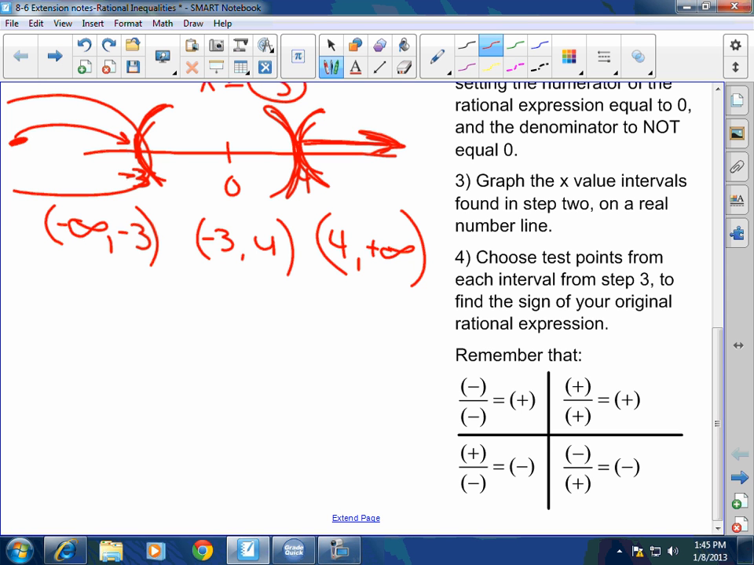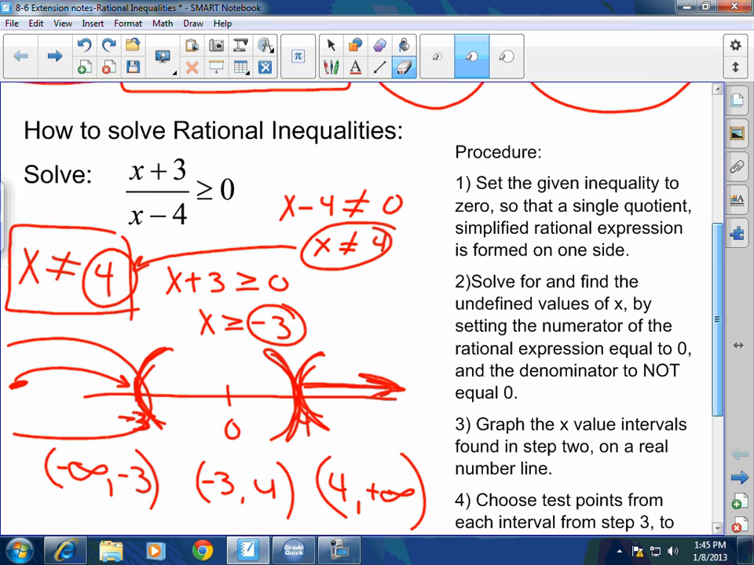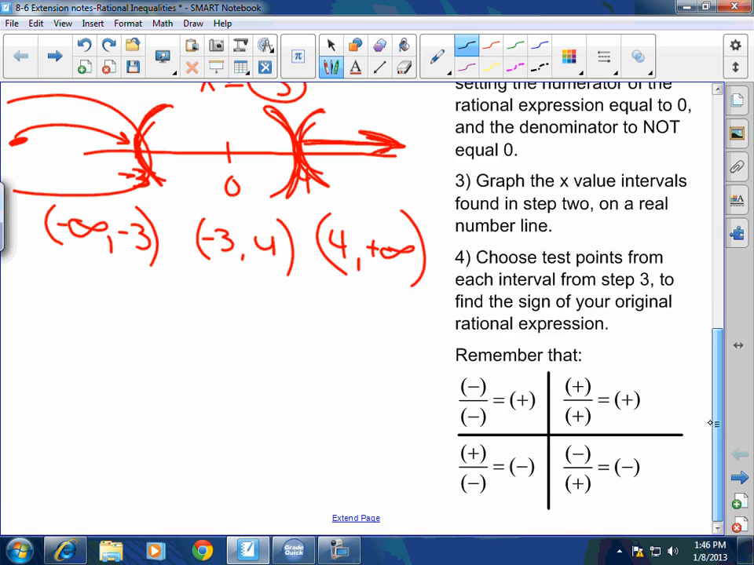All right, let's see what's happening here. We're going to have to choose a test point now within each interval formed by step 3 to determine the sign of x plus 3 and x minus 4. Then determine the sign of the quotient. In the original inequality, the quotient of x plus 3 divided by x minus 4 is greater than or equal to 0. So is that answer going to be positive or negative? Positive, right? The quotient has to be positive. So when we're testing these intervals, we have to make sure that we get positive answers. That's the only way that we're going to get our test intervals. So, what do I do?